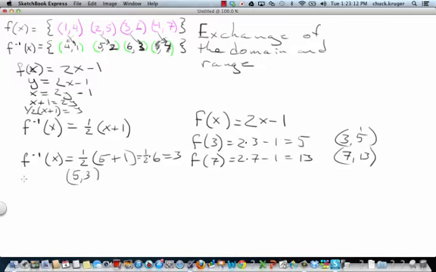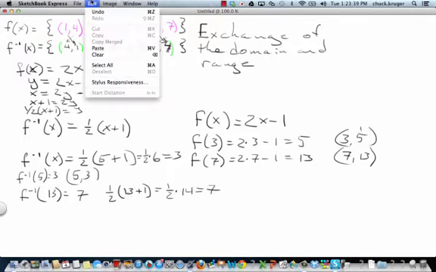Again, this is the inverse. If I put 5 in there, I get 3 as my answer. So if I put 13 into this inverse, I should get 7 as my answer. So I have 1/2 times 13 plus 1, which is 1/2 times 14, and I get 7. So you can see it's an inverse.